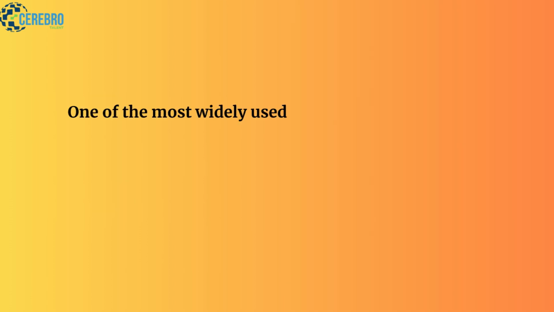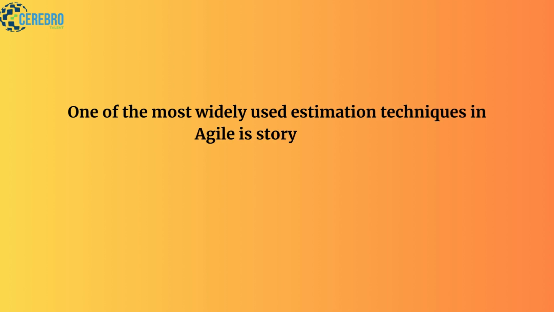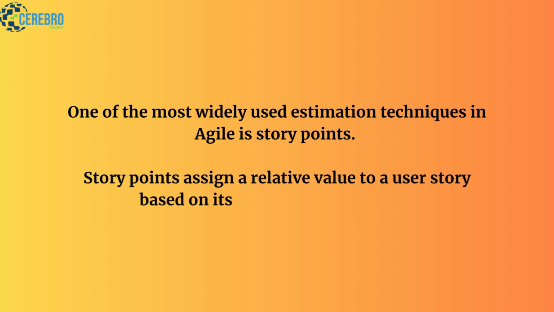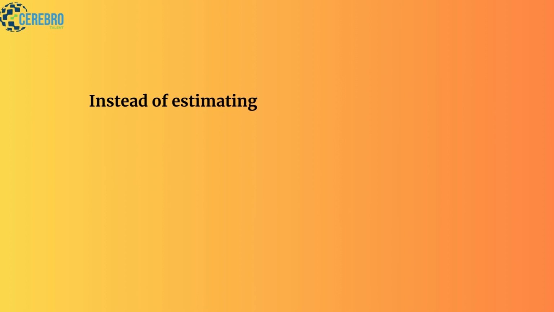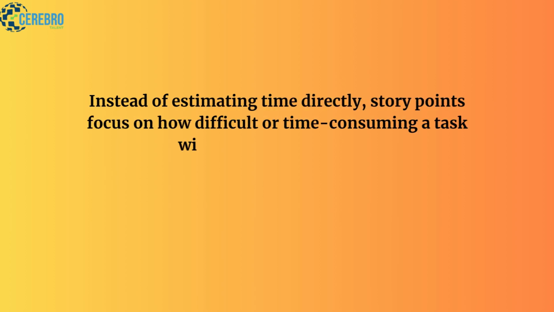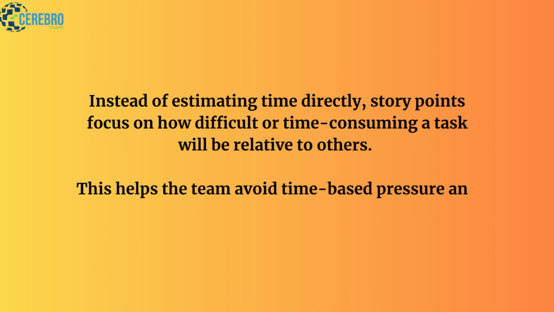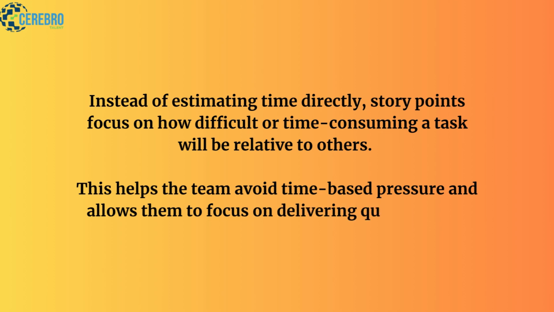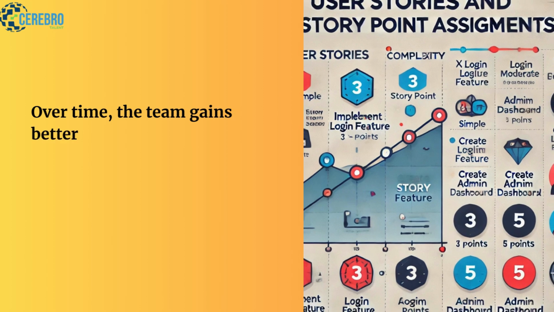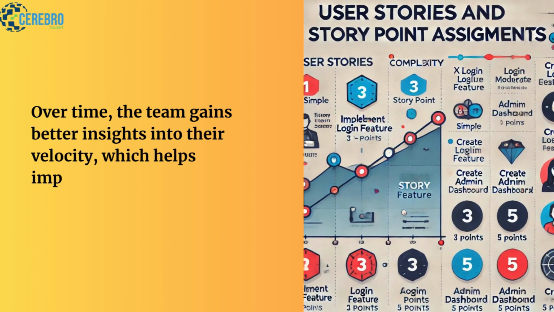One of the most widely used estimation techniques in Agile is story points. Story points assign a relative value to a user story based on its complexity and effort. Instead of estimating time directly, story points focus on how difficult or time consuming a task will be relative to others. This helps the team avoid time based pressure and allows them to focus on delivering quality work. Over time, the team gains better insights into their velocity, which helps improve estimation accuracy.